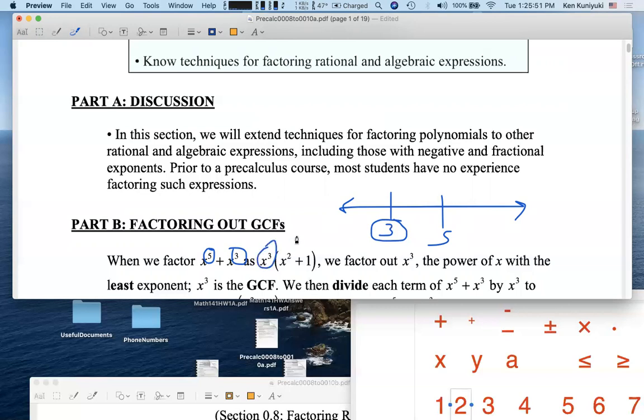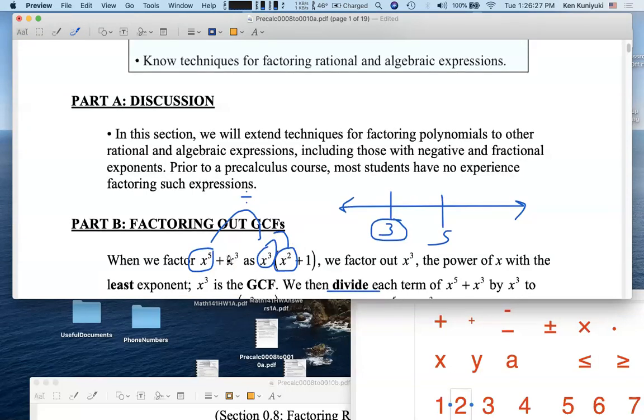And when we factor, we do what to get the other factor? We divide. When we factor, we divide. X to the fifth divided by x to the third. When we perform that division, what do we do to the exponents when we divide powers of x? We subtract the exponents. X to the fifth divided by x to the third gives us x to the second. 5 minus 3 is 2.